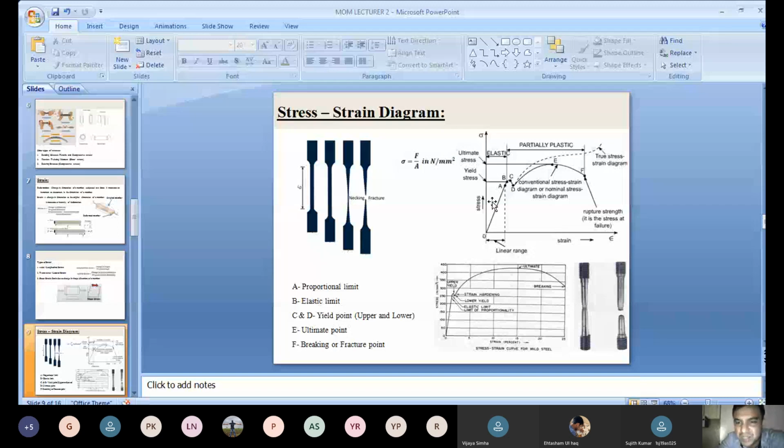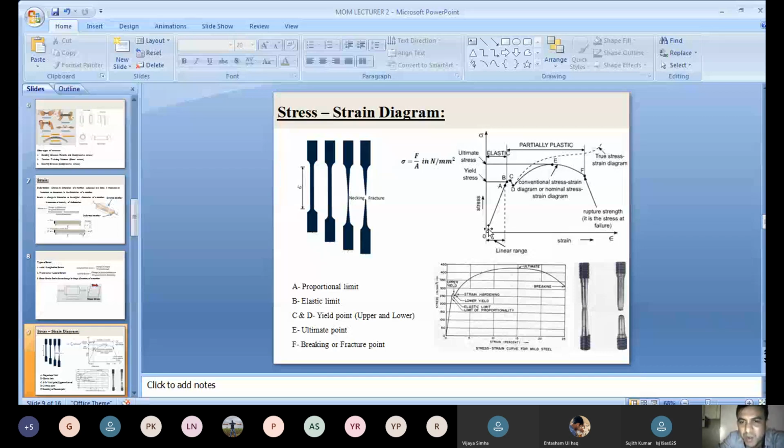Y is equal to mx plus c. What is y here? Sigma. M is nothing but the slope, right? X is nothing but what? The independent variable, epsilon, plus c. C is nothing but what here? 0, right? Y is equal to mx only. Means sigma is equal to m into epsilon. It behaves like a straight line equation.